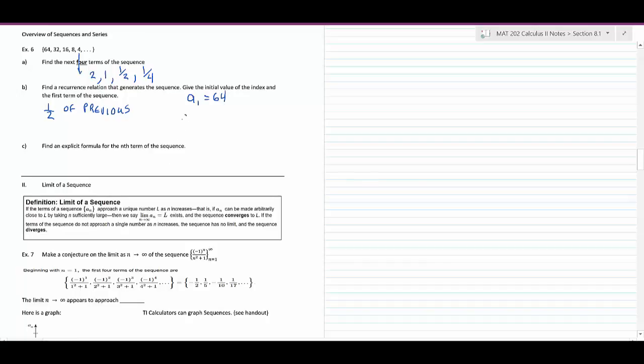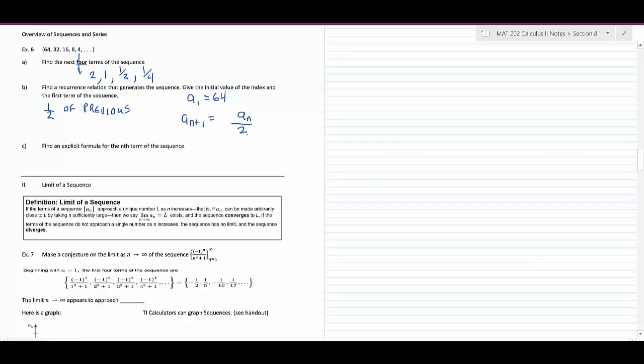Then what you want to do is you write this as A sub n plus 1, and you relate that to the previous term, okay? The previous term being A sub n, okay? So what are you doing? You're really just dividing it in half. So all you would do is write that like that, okay?